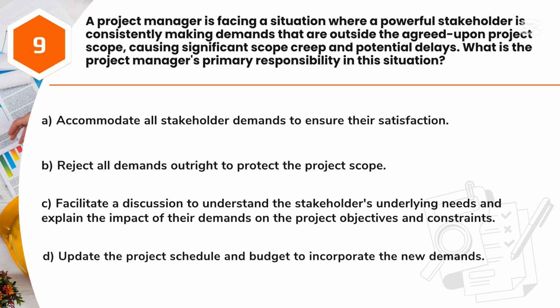Question 9. A project manager is facing a situation where a powerful stakeholder is consistently making demands that are outside the agreed-upon project scope, causing significant scope creep and potential delays. What is the project manager's primary responsibility in this situation? A. Accommodate all stakeholder demands to ensure their satisfaction. B. Reject all demands outright to protect the project scope. C. Facilitate a discussion to understand the stakeholders' underlying needs and explain the impact of their demands on the project objectives and constraints. D. Update the project schedule and budget to incorporate the new demands.